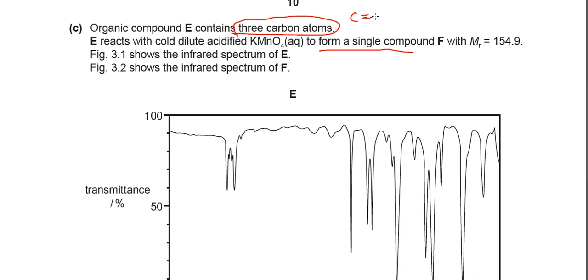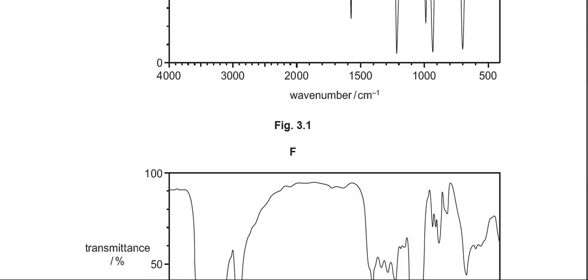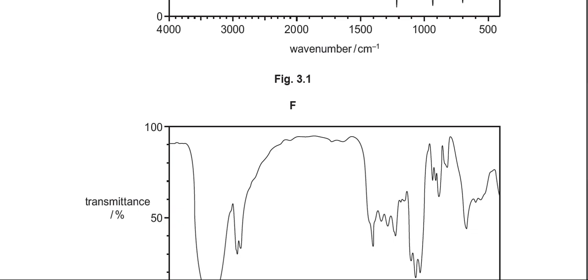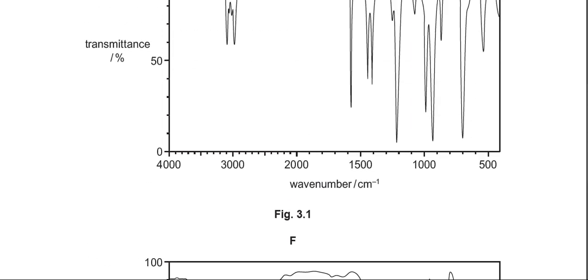It could be an alkene. Why? Because only alkenes, when oxidized with cold dilute potassium permanganate, give us diols, and this is the same or single product. Then figure 3.1 shows E, whereas F is formed, and you can see the mass increased. So what happened? This is for E, and this is for F. So we can see the difference.